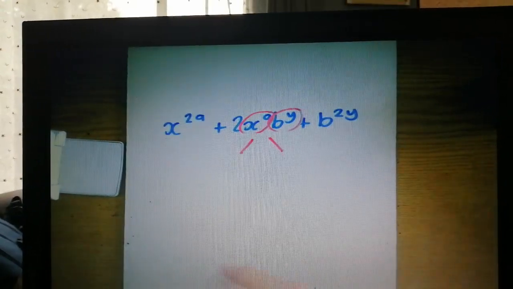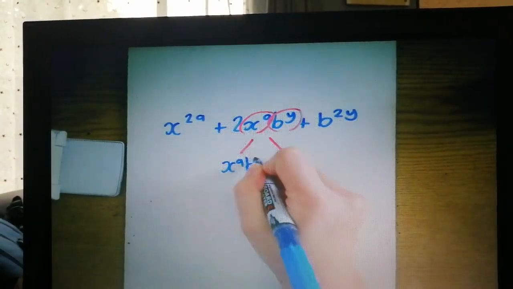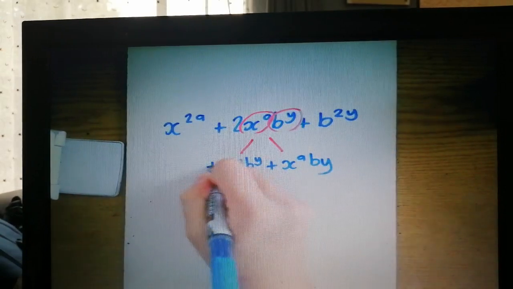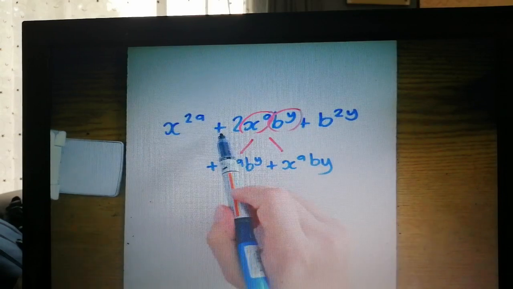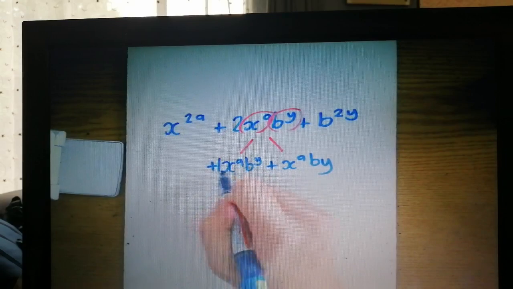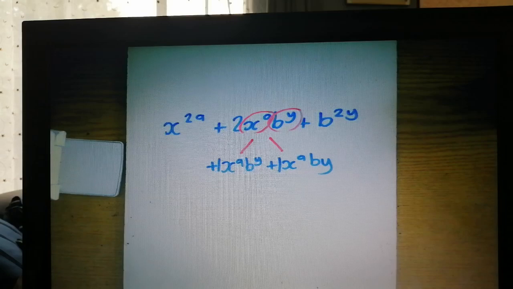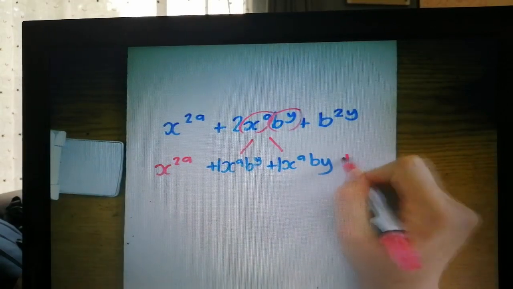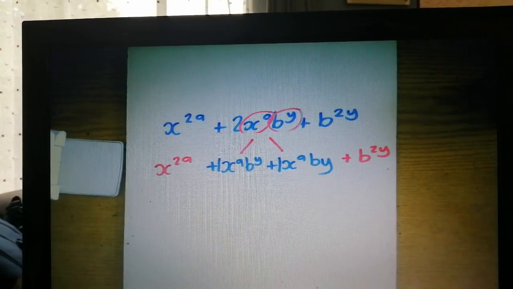Okay, this is easy to break up. This is simply x^a b^y plus x^a b^y. Look here, the plus tells me they must both be the same, and that tells me they must both be positive. So what's 1 x^a b^y plus 1 x^a b^y? Well, it's 2 x^a b^y. This one takes a little bit of thinking, so you bring this down, x to the a, and you bring that down, plus b to the y, and now I can factorize by using grouping.